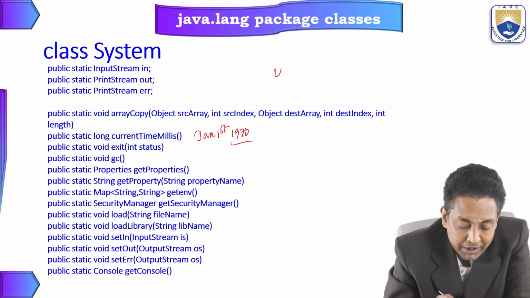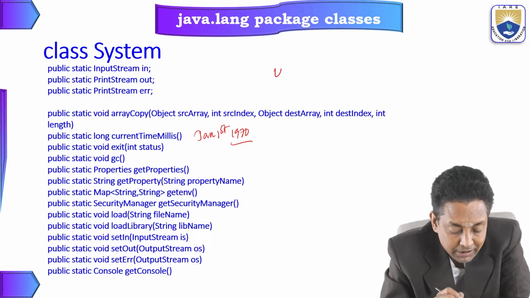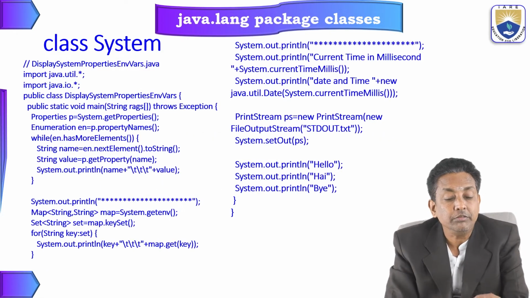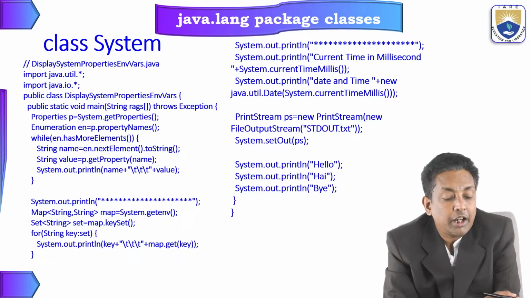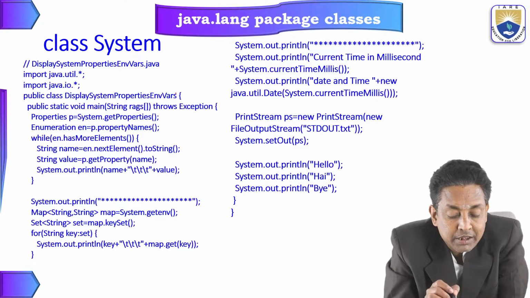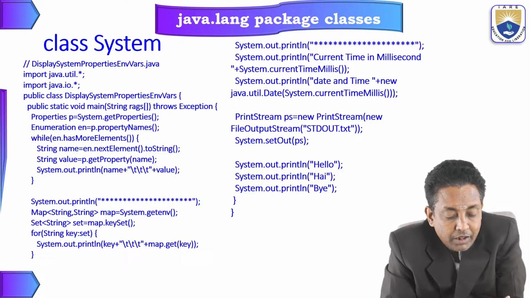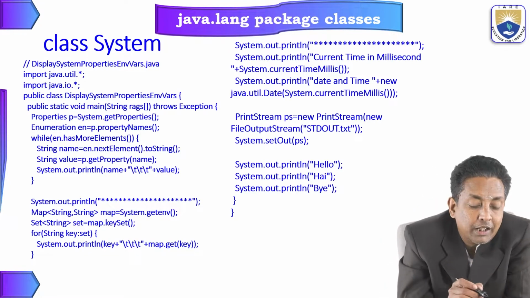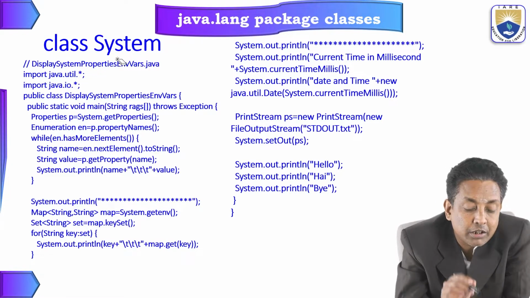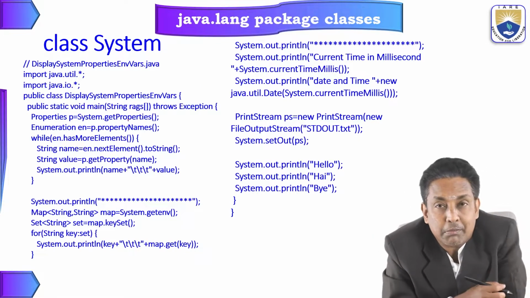And System.getProperties, getProperty, getenv, we'll see these examples right now. And the next, here is the example. Public class DisplaySystemPropertiesEnvironmentVariables, to display system properties and environment variables. In this program, I imported java.util and java.io, two packages. Why two packages? Because in the main method, we are calling the System.getProperties method.